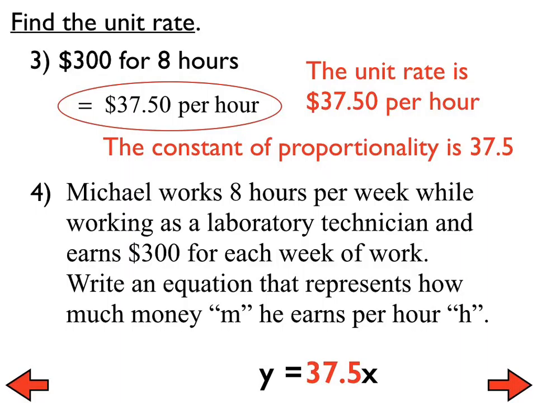Now I need to know, is it M equals or H equals? So you think about this. Are they asking for money per hour or hours per money? Money per hour, and that last sentence tells you that, M per H. So we're used to Y's per X. So what's your new equation going to look like? Excellent. M equals 37.5 H.